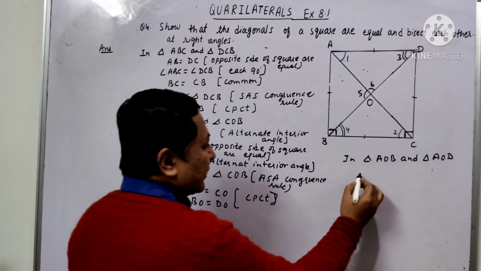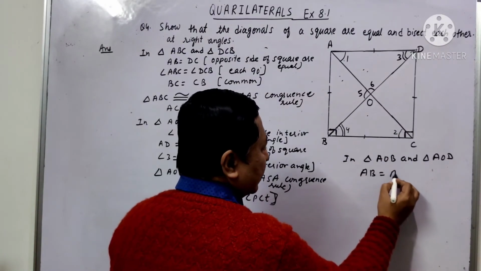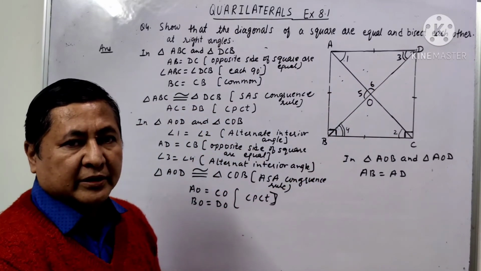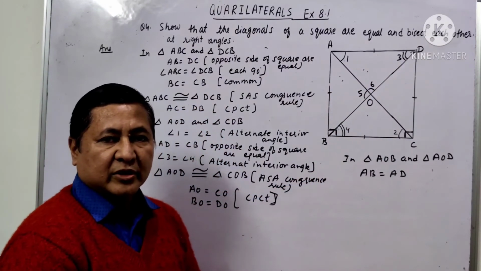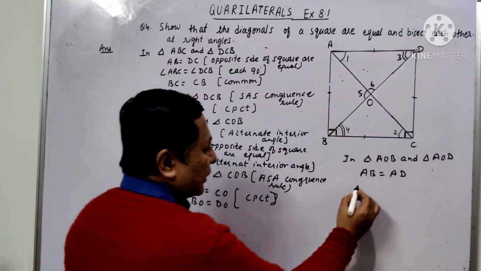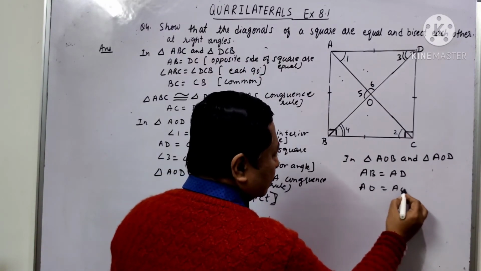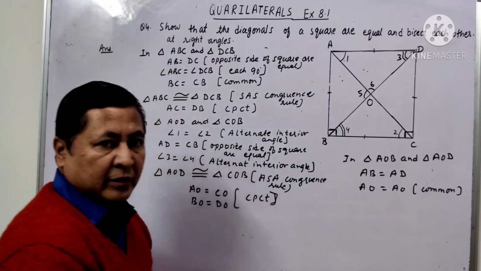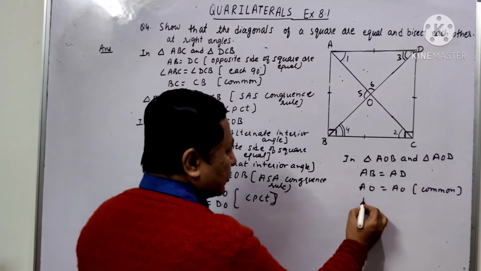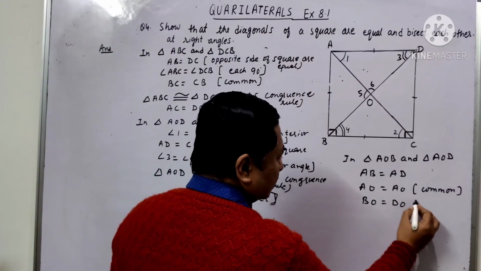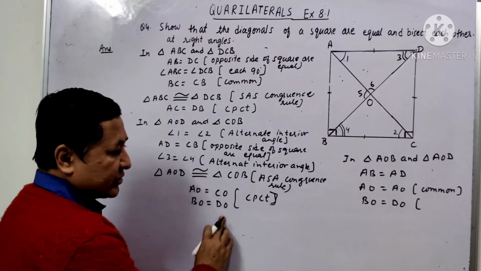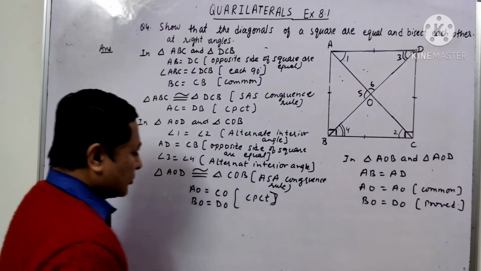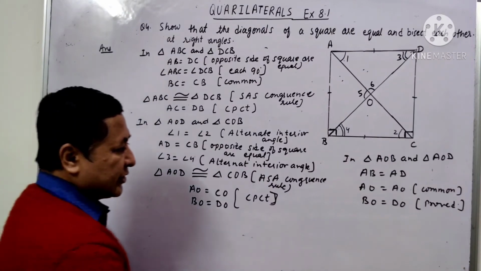So how will we prove that? AB is equal to AD, these two sides, because the reason is the adjacent sides, or you can say all the sides of the square are equal. Then AO equals AO, common. Then we have BO is equal to DO, that we have proved earlier. You can see, proved earlier.